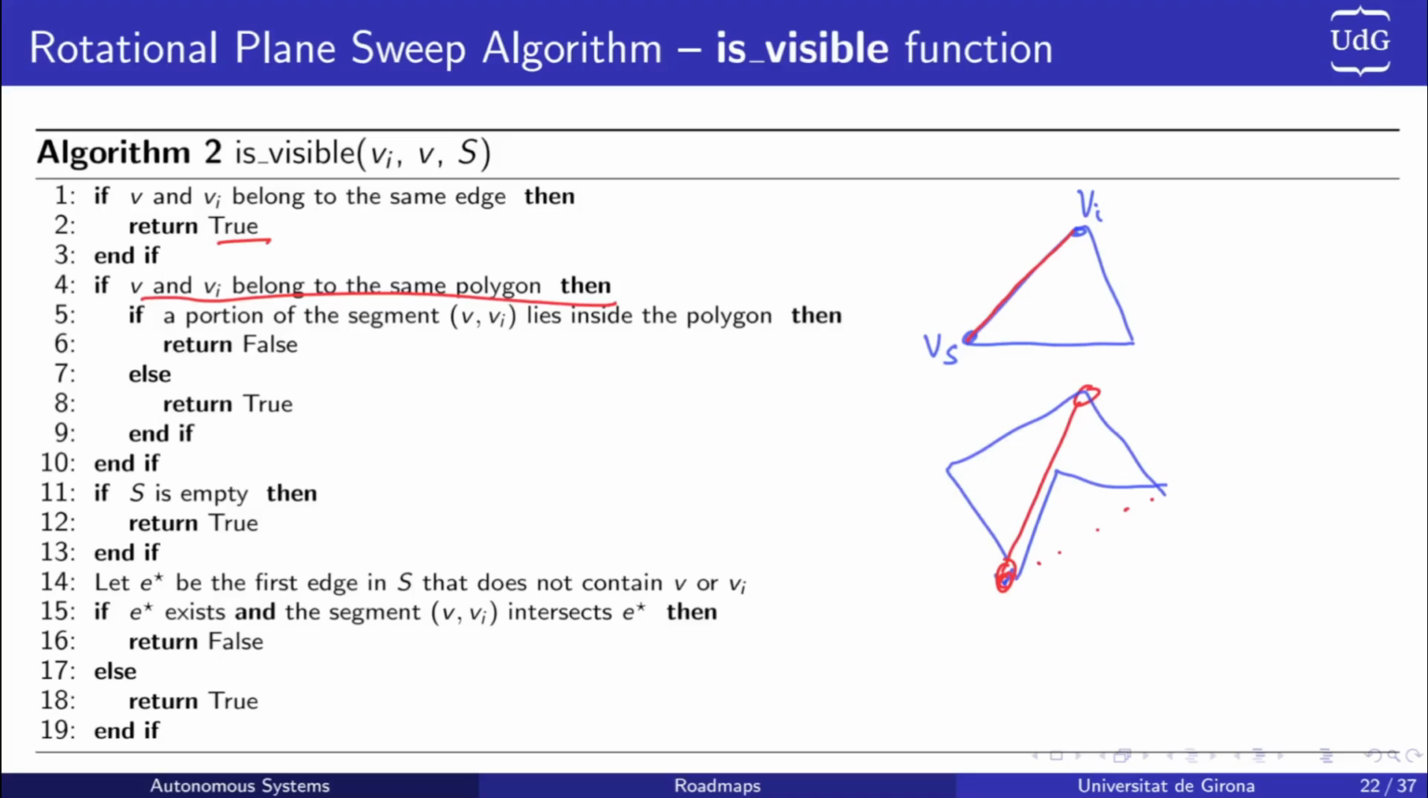Then if the set S is empty, you will see that when we are running the algorithm, at some point the set becomes empty. Then directly you have visibility. You don't have to check anything. It's true.